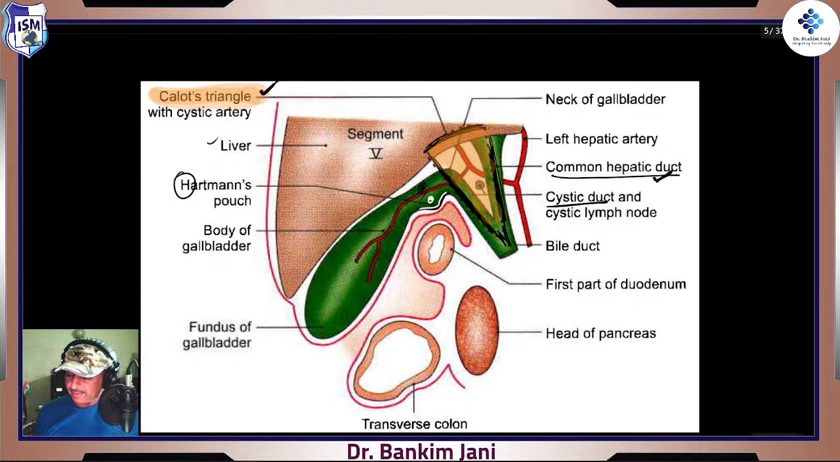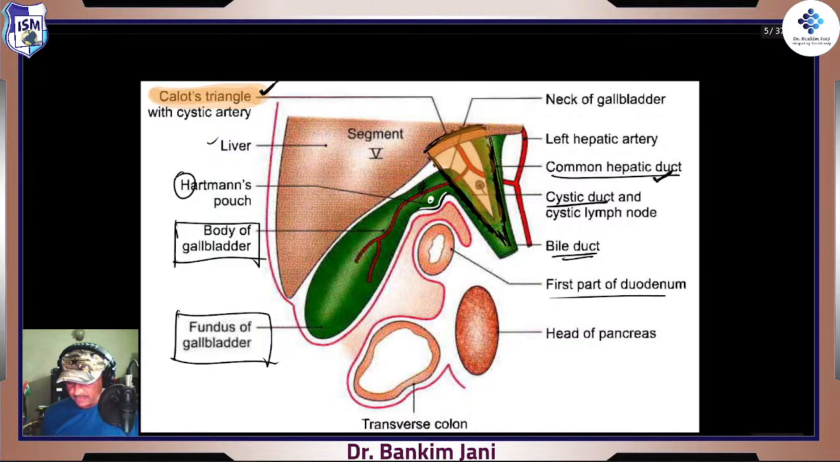Correct? So regarding the parts, one is the body of the gallbladder, second is the fundus of the gallbladder, and the rest is the neck and the cystic duct. So this is the bile duct, that is the first part of the duodenum, head of pancreas, all is fine. Okay, regarding the blood supply, don't worry, blood supply we are taking in another figure, in full detail.